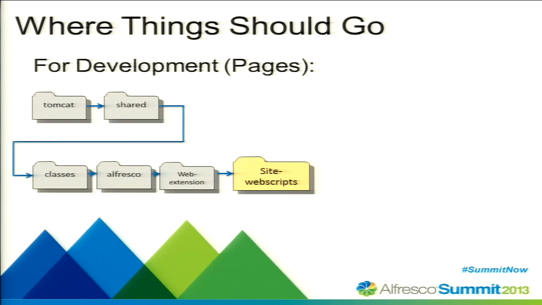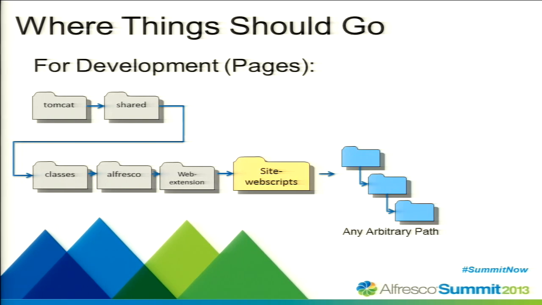A different way to do development is to just drop single files into the shared classes Alfresco web extensions directory. Anything that's put in underneath the site Webscripts directory there, Share will find as a page, and I'll talk a little bit more about how it does that. So you can put it under any path pretty much under site Webscripts, and you can put individual files in there. You can just edit them in place if you want to. And so that's a good way to develop new pages.